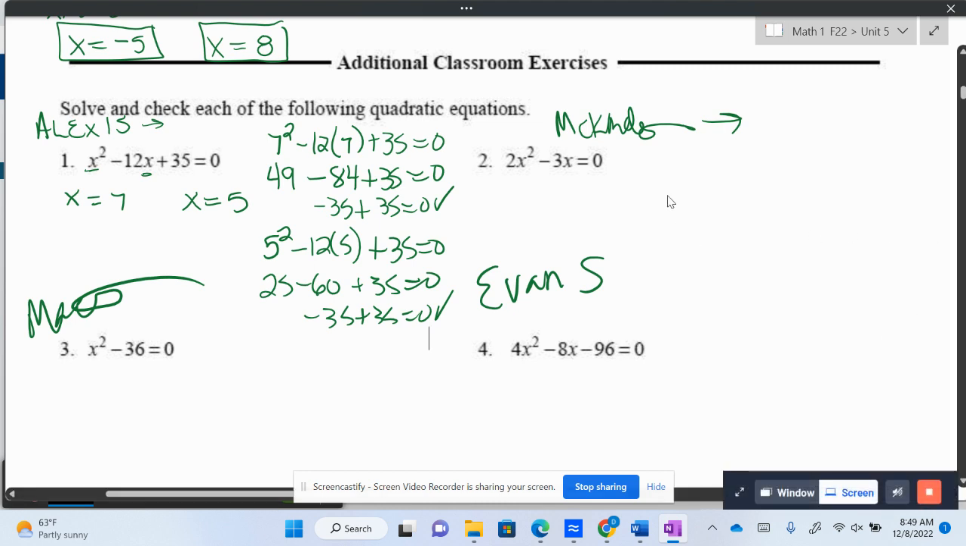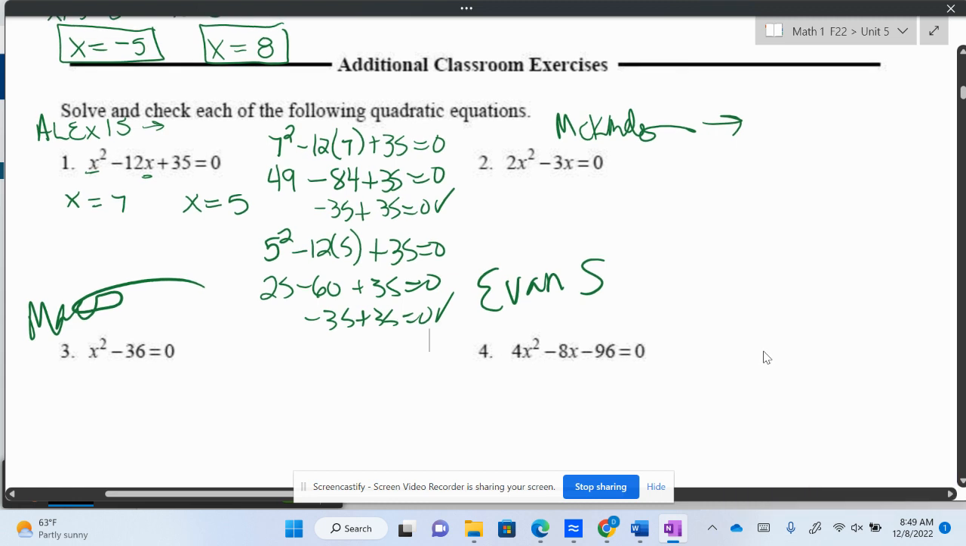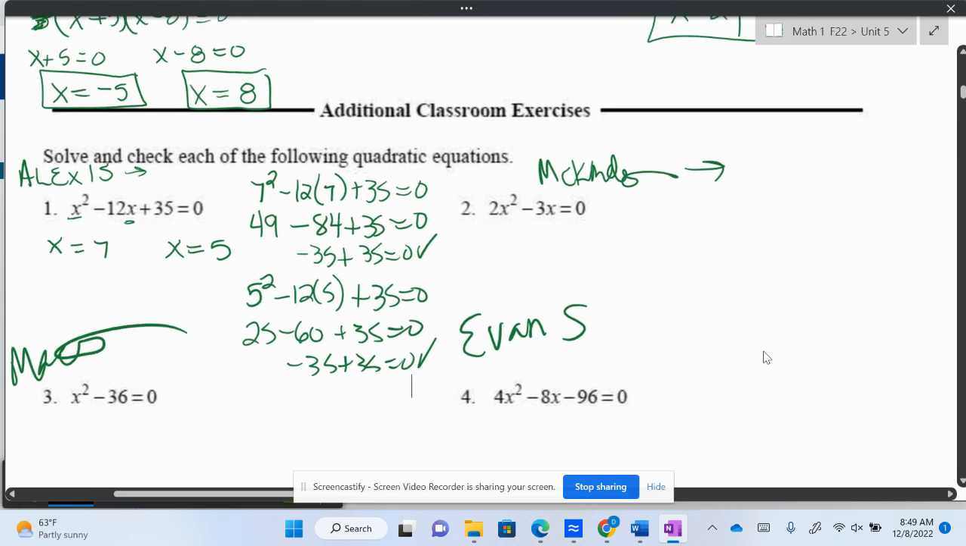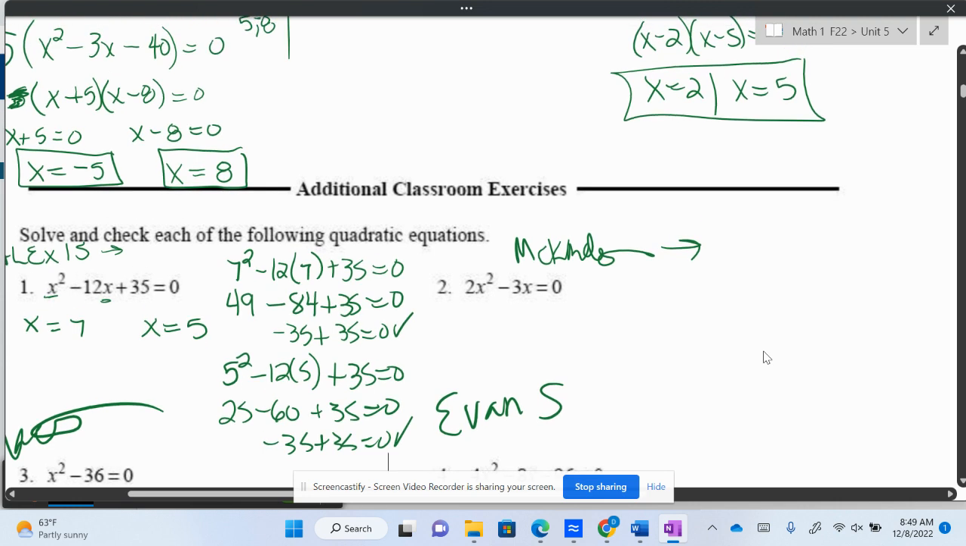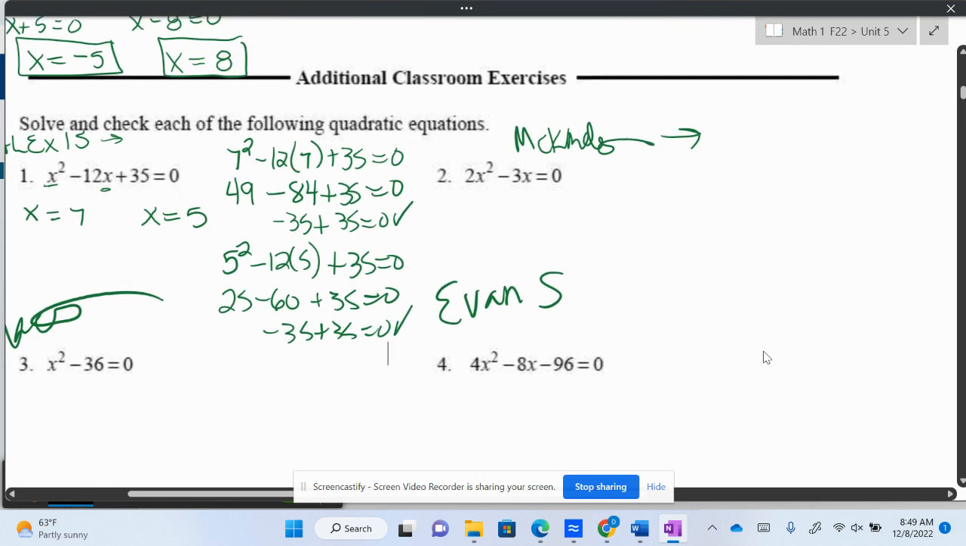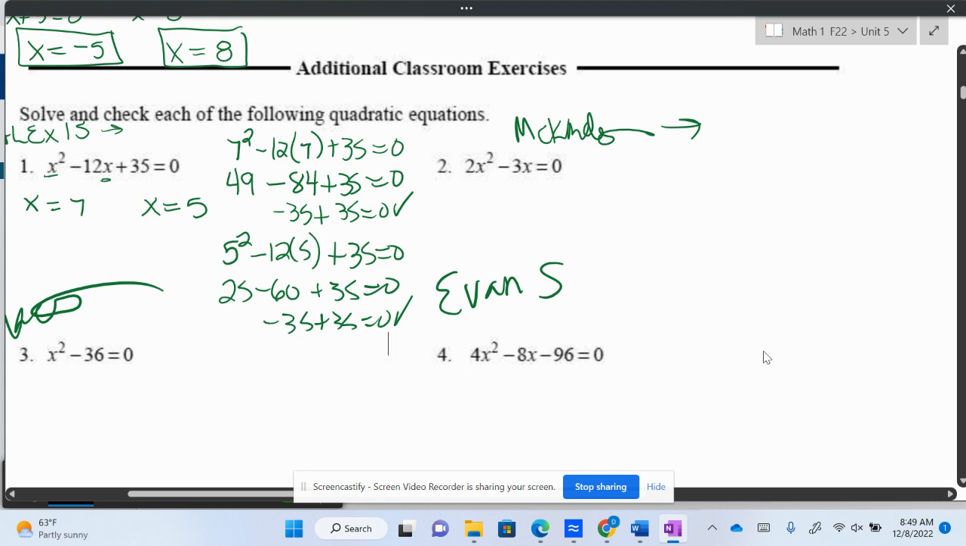Check either number 2, check number 3, check number 4. I don't care which one you check, but I want you to tell me if it works. Just show a check on one of them, because you might have to check your solution one time, and I want you to know how to do it.